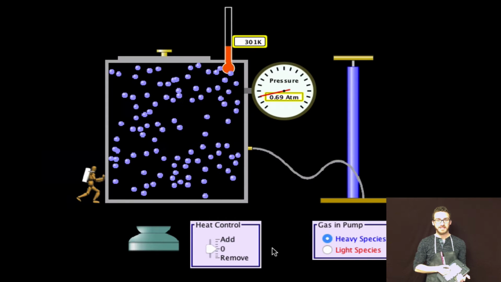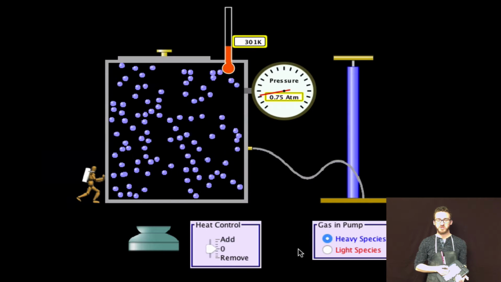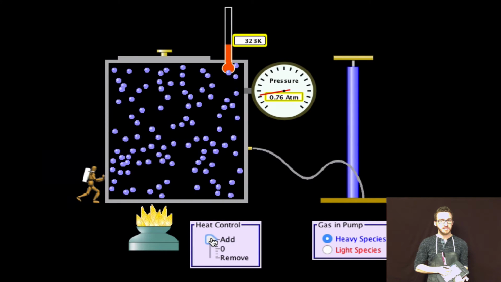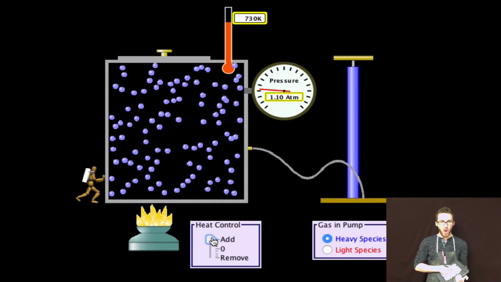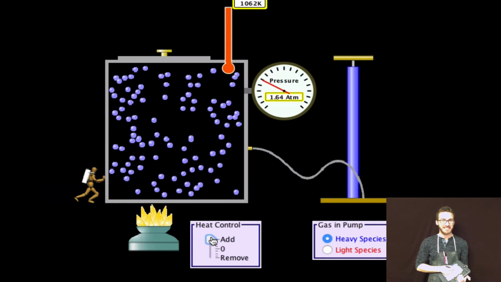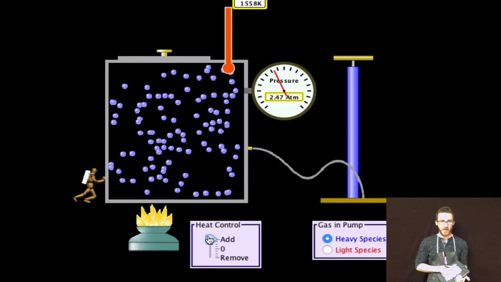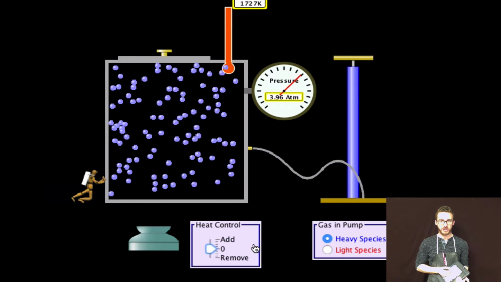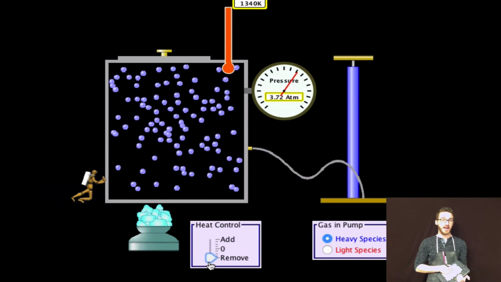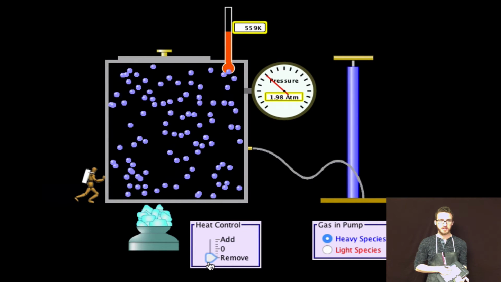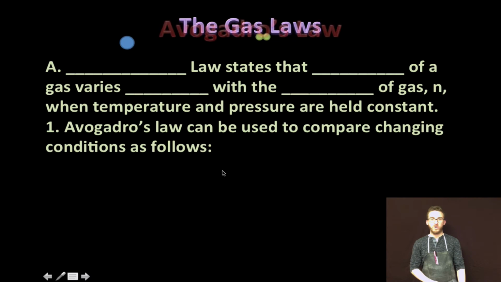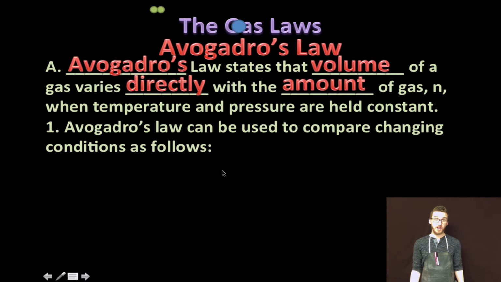Now let's take a look at Gay-Lussac's law, the relationship between pressure and temperature. Increasing the temperature, heat 'em up, speed 'em up. Woo, check out that pressure. It's getting insane in there. Direct relationship. Notice if I cool things down, decrease the temperature, notice that my pressure decreases as well. Gay-Lussac's law.